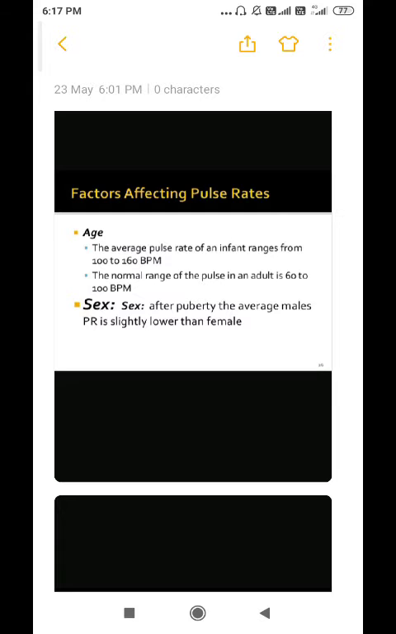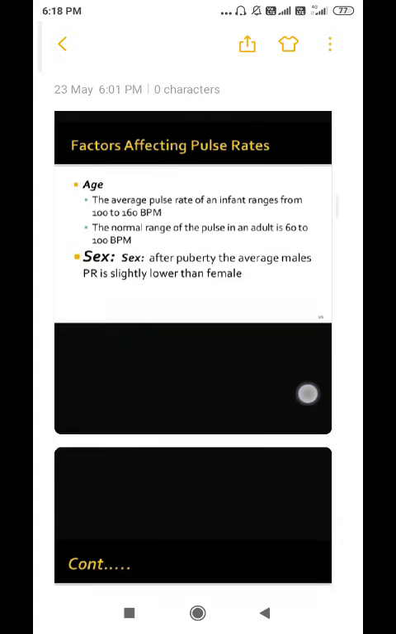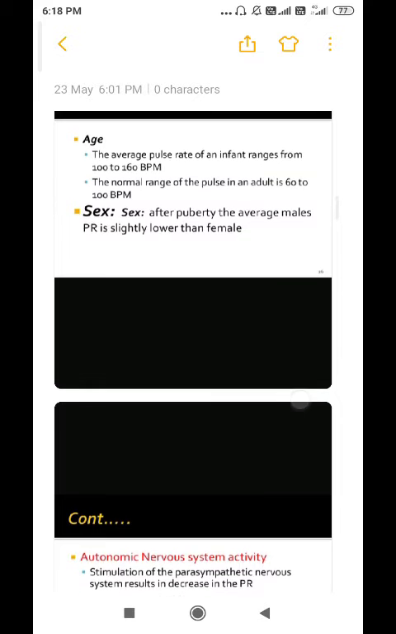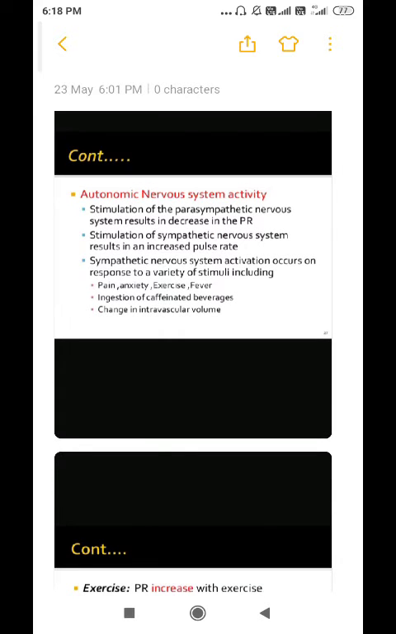Next are the factors affecting pulse rate. Age and sex: the pulse rate of an infant ranges from 100 to 160, and the normal range of the pulse in an adult is 60 to 100. Next, sex, gender: after puberty, the average male's pulse rate is lower than the female's.